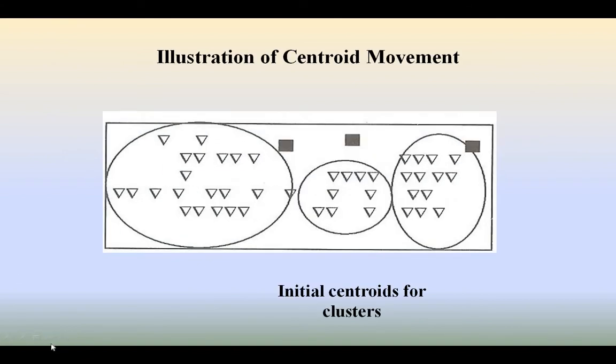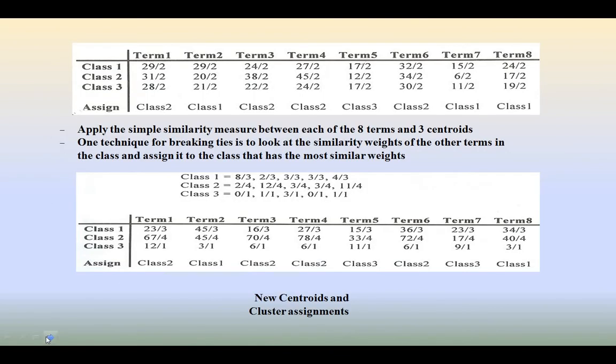centroids. This is the initial state and this is the end state. In the initial state the centroids are outside of the cluster, whereas in the final state the centroids are inside of the clusters. To move from the initial state to the final state, we have to calculate the terms, we have to reassign the terms, and finally whenever we reach this particular state we have to stop the algorithm or the iterations.